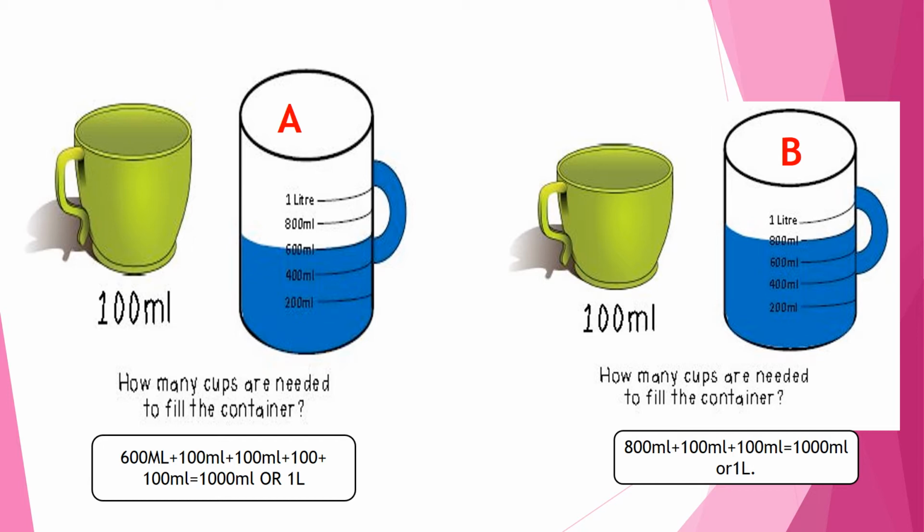Now look at the container B, and the question says, how many cups are needed to fill the container? How many milliliters does container B have? It has 800 milliliters of water in the container. So how many green cups of liquids do we need to add to container B to give us 1 liter? Okay, we need to add 200. Or we can add 100 plus 100, which will give us 1000 milliliters, which is also equal to 1 liter. Excellent.